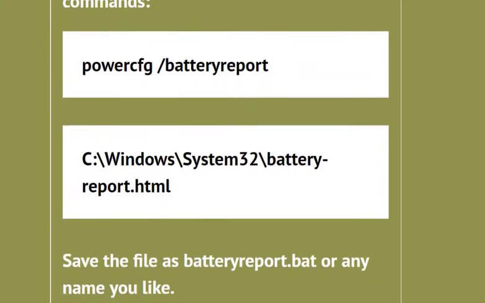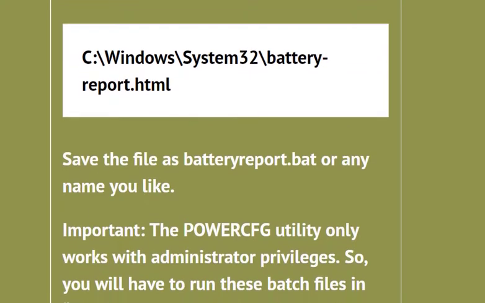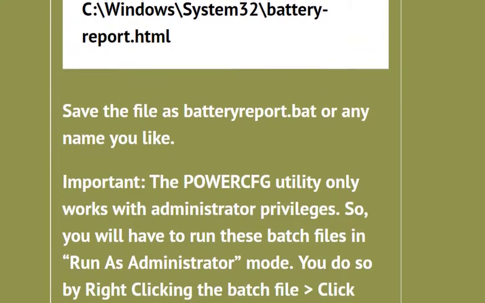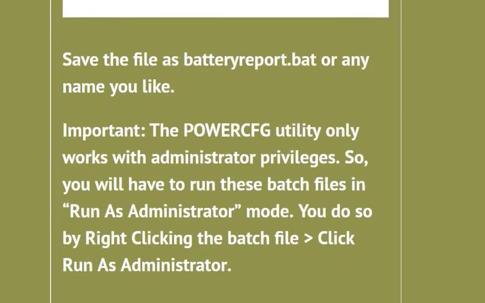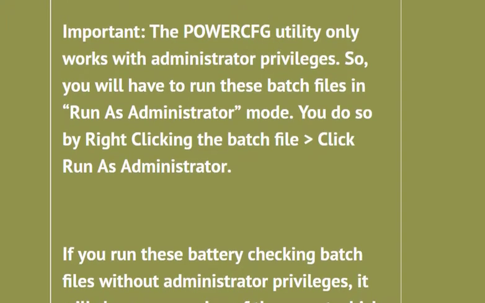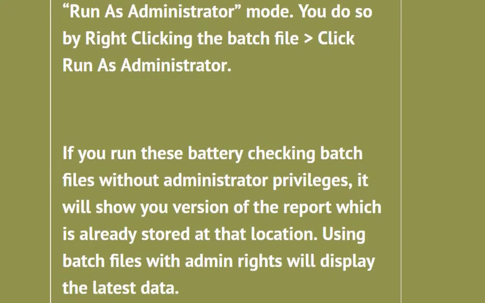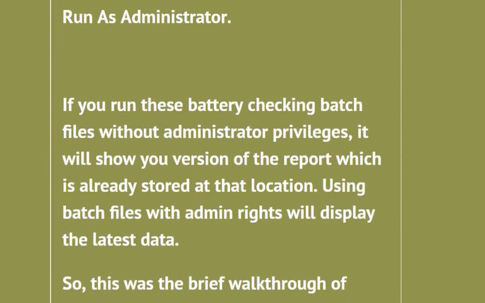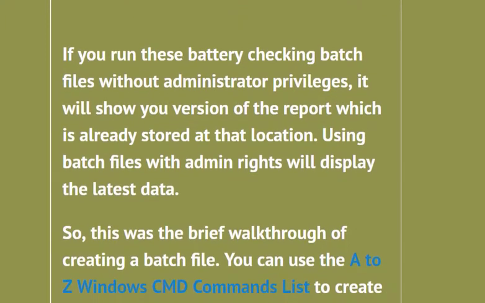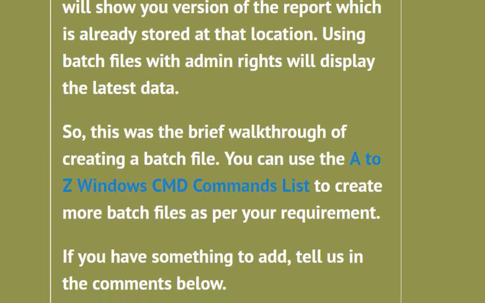Do something more. Some time ago, I told you about checking the battery health on your Windows machine by using the POWERCFG utility. Earlier, you had to do a lot of work. In order to check the battery health, you had to open CMD, type the command, and then go to the location where the output file gets stored. Let's give some rest to your hands by creating a batch file and automate the task.